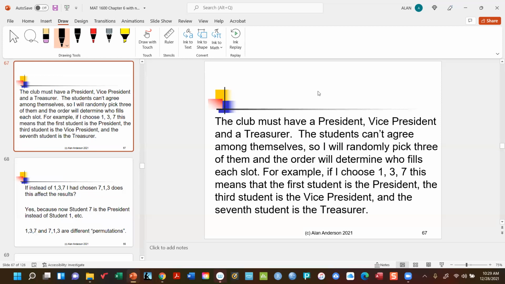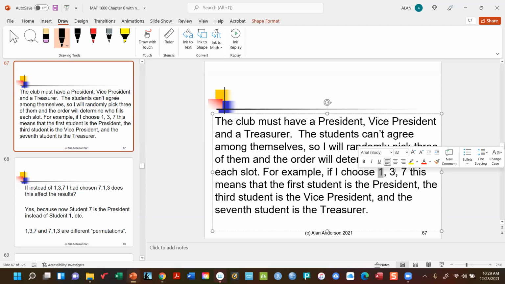Now, the students are squabbling among themselves about who wants to do what. They can't agree. They can't come to a conclusion. So I decide I'm going to step in and randomly pick 3 of them. And the order in which I pick their numbers matters. By the way, I'll be using numbers instead of names. I'm assigning everybody a number from 1 to 20. I'm going to randomly pick 3 numbers from 1 to 20. The first one that I pick is the president. The second one is the vice president. And the third is the treasurer. So if I choose 1, 3, 7, student number 1 is the president, student number 3 is the vice president, and student number 7 is the treasurer.